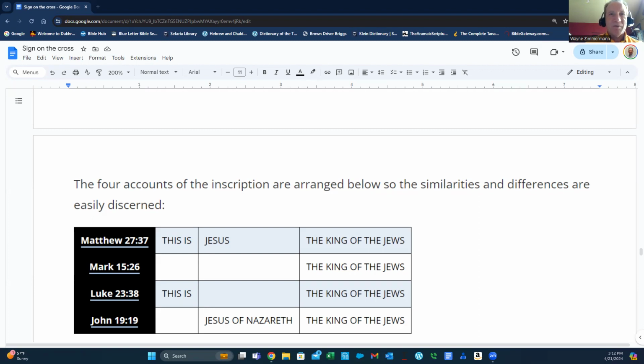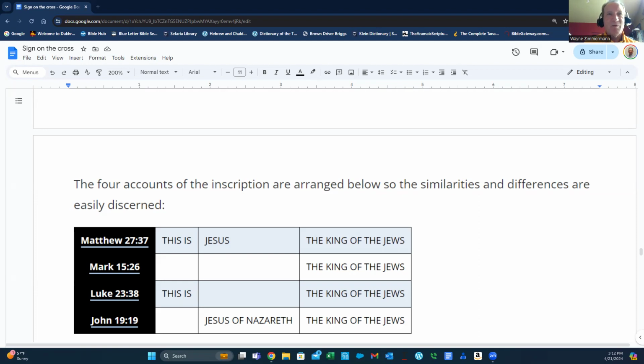So again, very different accounts, but there's only one sign, there's only one cross. The wording on it was not up for debate. It was what was written, and why didn't they get it all the same is really what was going through my mind.